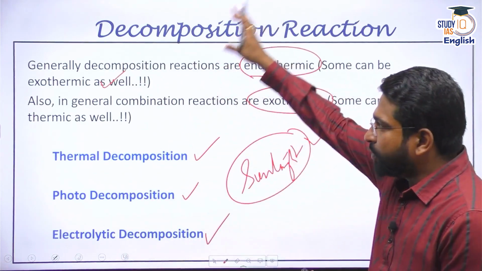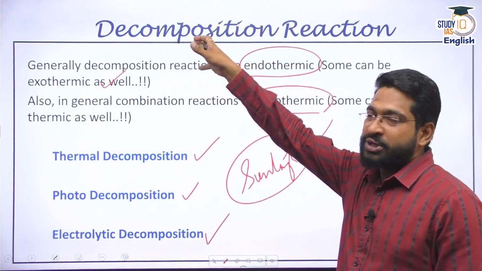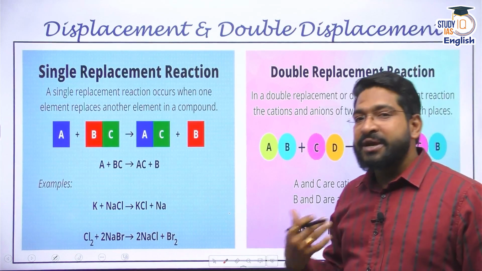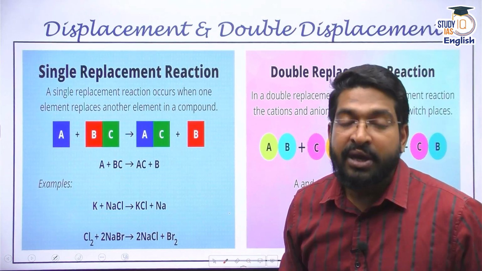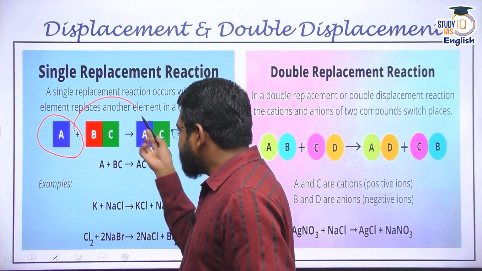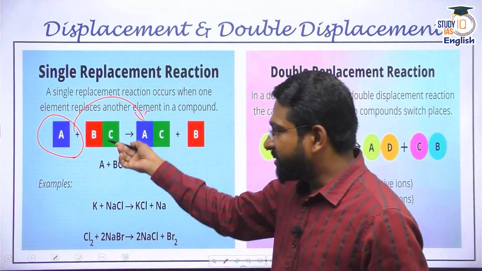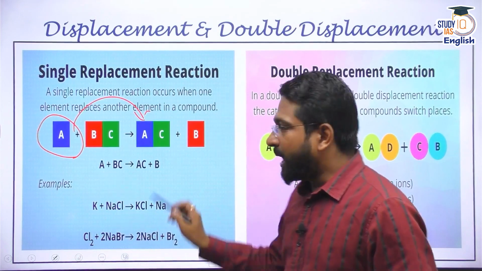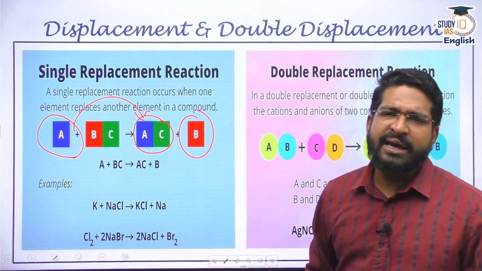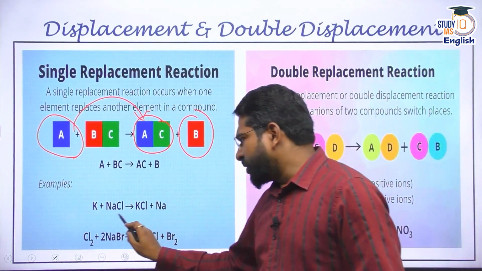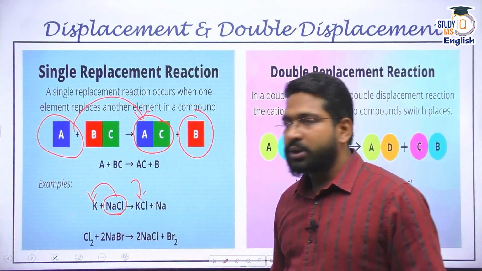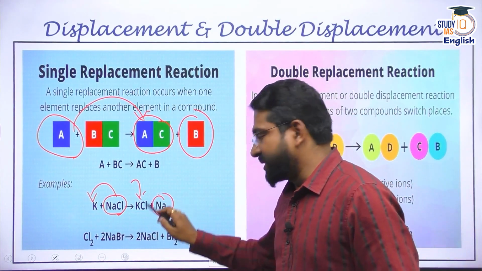Apart from combination or synthesis and decomposition, there are two other reactions, displacement and double displacement. We call it replacement and double replacement also. It's a reaction where one atom replaces another. Now, the general reaction is this: A plus BC. Ultimately, the product leads to AC plus B. There can be many examples. For instance, in sodium chloride, when potassium replaces sodium, it leads to potassium chloride, and then sodium is released.